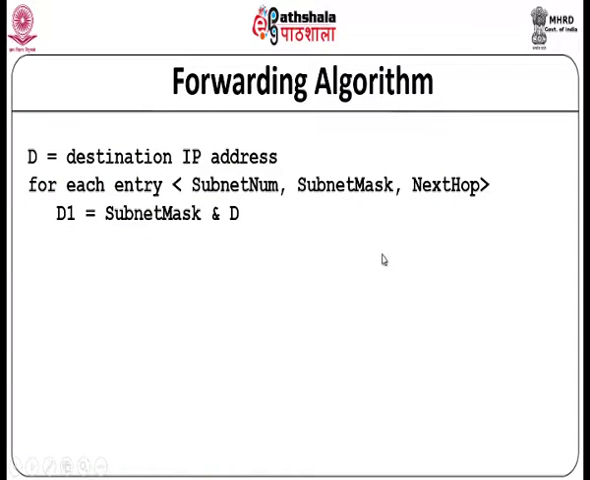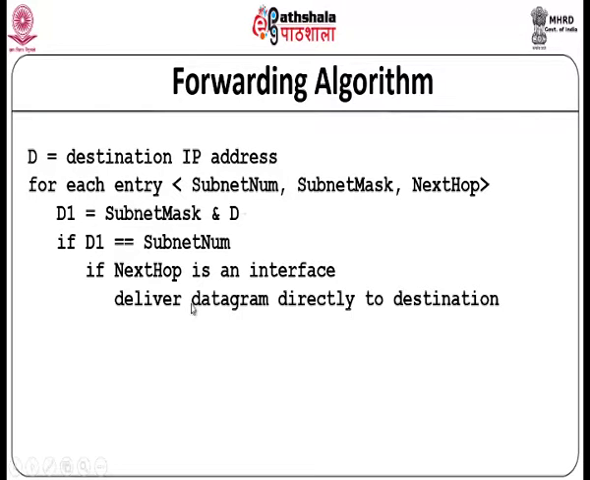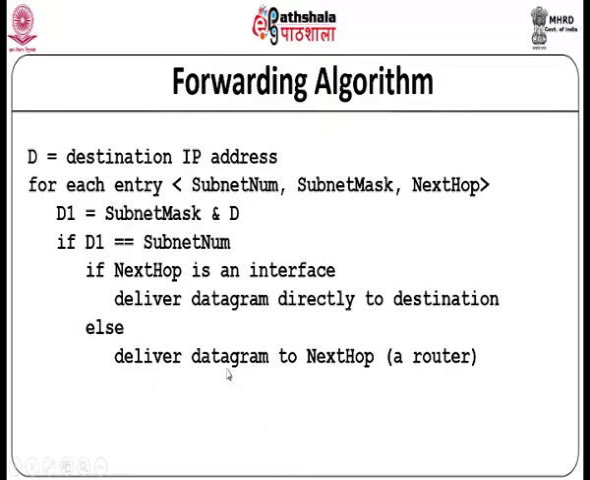Okay. So now if you look at the forwarding algorithm with this in place, you will see that pretty much whatever we talked about now is what will be done as part of the forwarding algorithm. If D is the destination IP address, so what do we do? For each entry, you do an operation of ANDing the subnet mask with that destination address. So for each entry, which corresponds to subnet mask, subnet number and the next hop, you calculate a D1, which is the subnet mask ANDed with D, the bitwise AND operation. Now if D1 is equal to the subnet number, and if next hop is an interface, then you deliver directly to that destination. Else you deliver the datagram to the next hop, which could be a router. So this is basically what will happen.